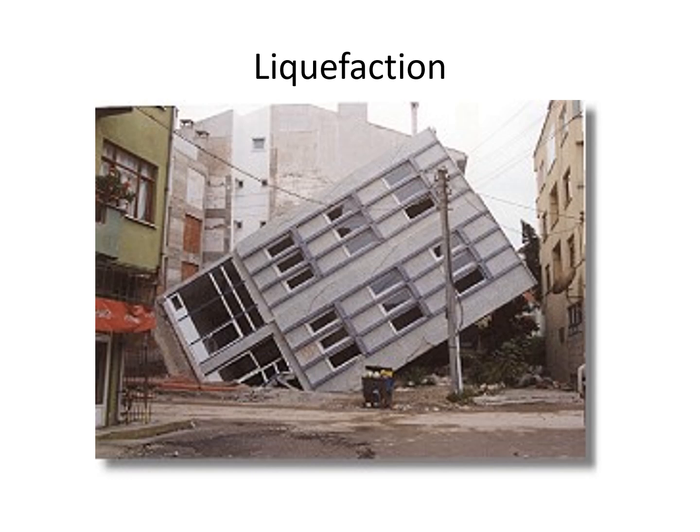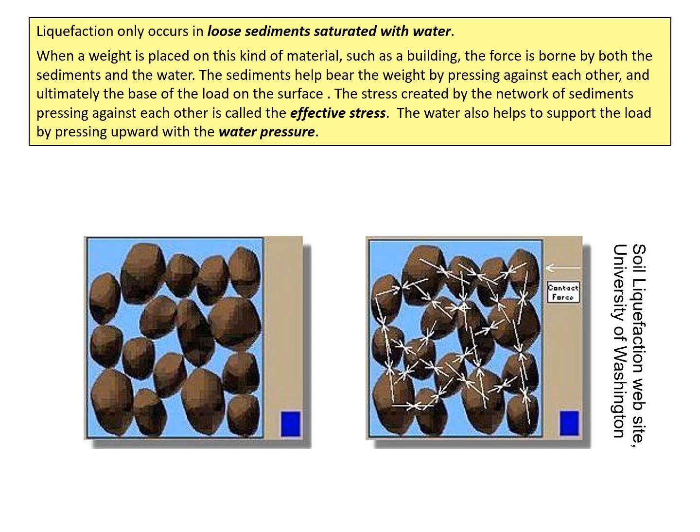This slideshow will explain the process of liquefaction in a little more detail than is presented in your textbook. Liquefaction is one of the primary causes of building collapse during many earthquakes. Liquefaction only occurs in sediment that is saturated with water.